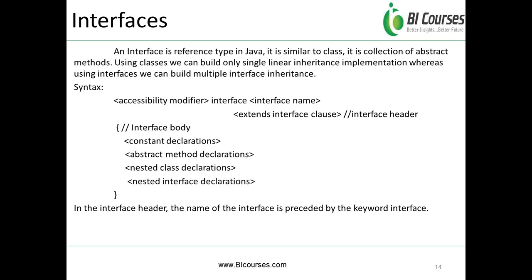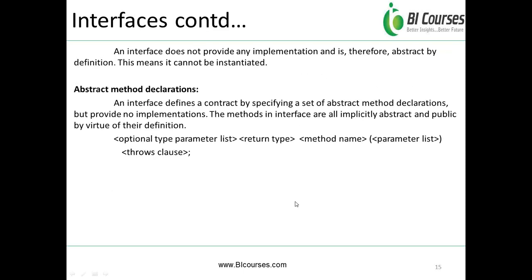Each interface has abstract methods and constant declarations, nested class declarations, or nested interface declarations. This is the syntax: accessibility modifier, interface, interface name, extends, interface class. An interface does not provide any implementation and therefore is abstract by definition.